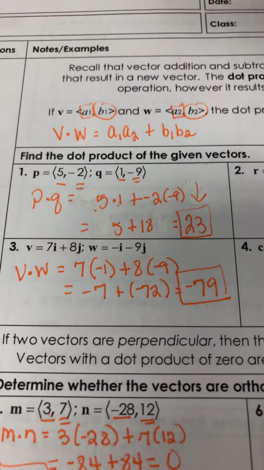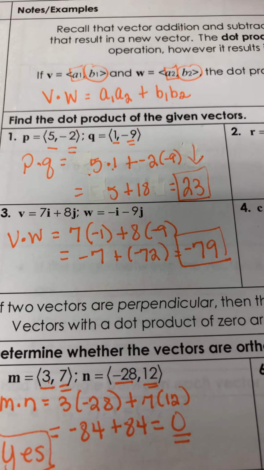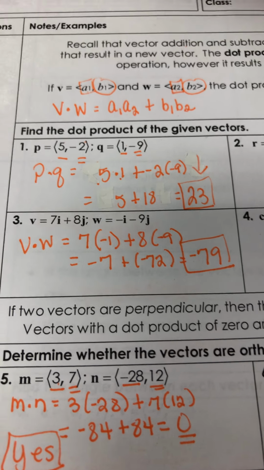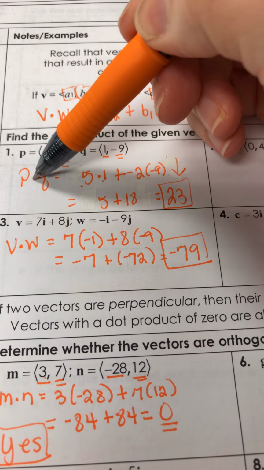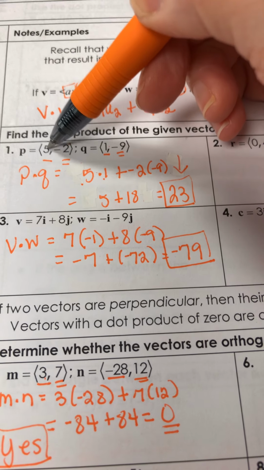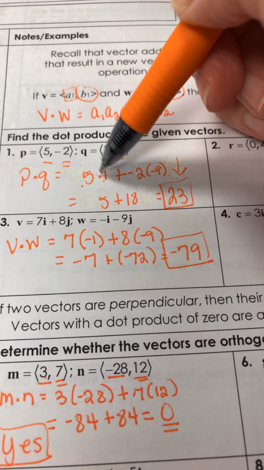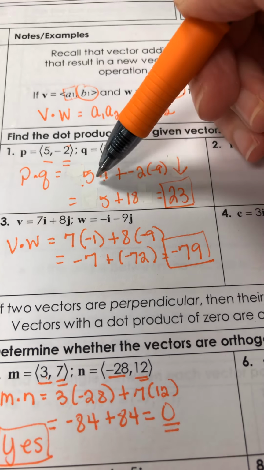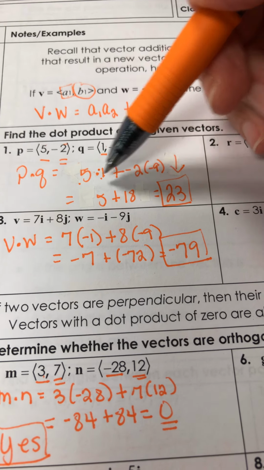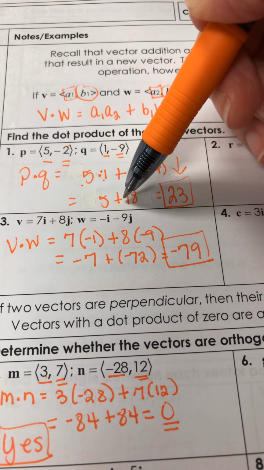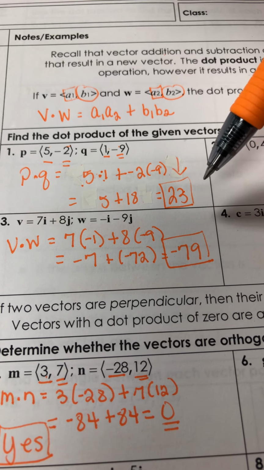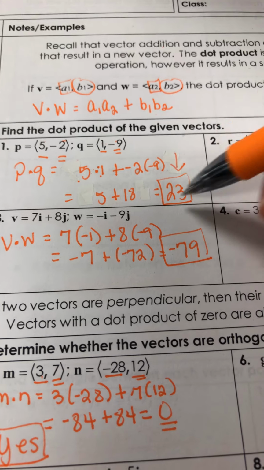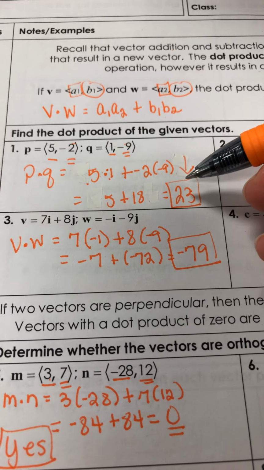So if you look at number 1 and number 2, I've worked those out for you already. If you're finding the dot product of vector p and vector q, put your little multiplication dot there in the middle. Take 5 and 1 and multiply those together. Then take -2 and -9 and multiply those together, and you'll get 5 and 18. And then take those two products and add them together, and that's going to give you a dot product of 23. Do you see how your dot product is a real number? So it's a single number, it's not a vector.